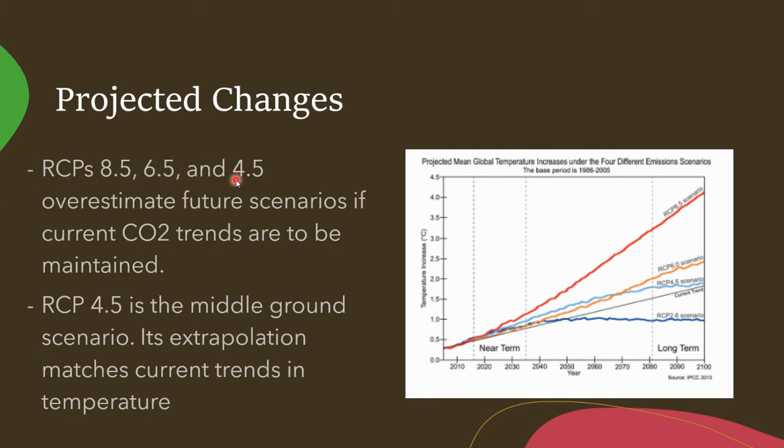Here's some information. RCP 8.5, 6.5, and 4.5 overestimate the future scenarios if current carbon dioxide trends are to be maintained. So, based on the current trend, these three have the overestimate effect, showing extra effect on the carbon dioxide situation. And the RCP 4.5 is a middle ground scenario. Its extrapolation matches the current trend in temperature. Just keep those things in mind. RCP 4.5 is actually close to the current trend. So there is a likely chance that we are continuing through the RCP 4.5 scenario right now.